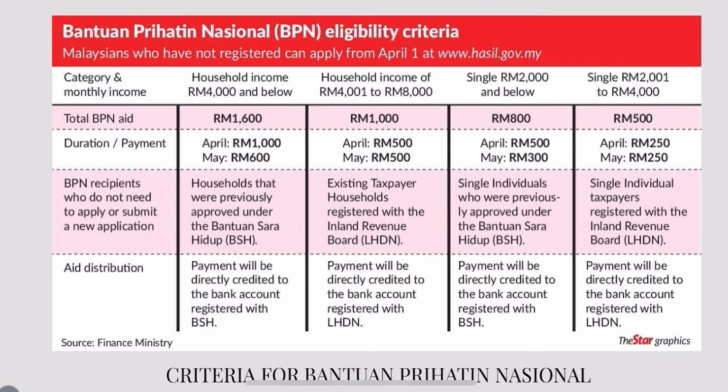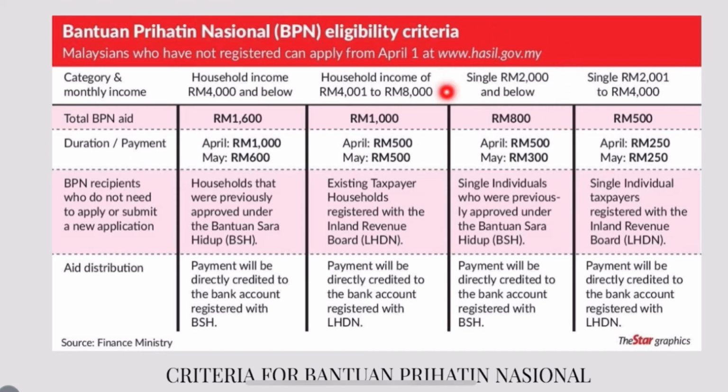Moving to the second category, where the household income is in the range of 4,001 ringgit to 8,000 ringgit, will receive 1,000 ringgit of BPN aid, where payment will also be made twice, in April and May, both 500 ringgit for each month.